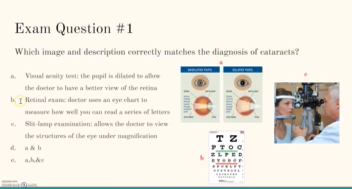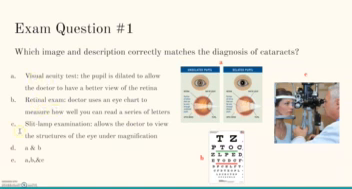B, the term is a retinal exam, and the description is the doctor uses an eye chart to measure how well you can read a series of letters. This does not match either. And if you look over to the picture B, this depicts a visual acuity test and not a retinal exam. So A and B are actually flip-flopped, making those both incorrect.